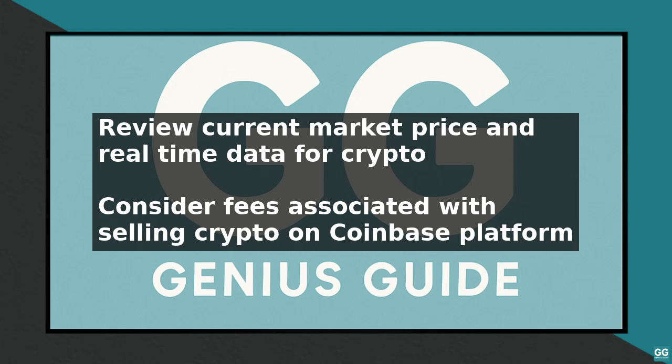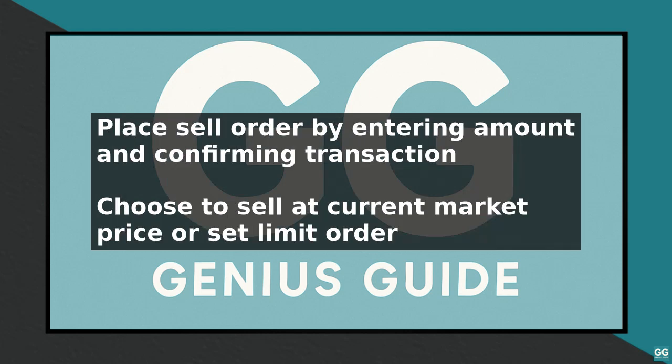To place a sell order, enter the amount of cryptocurrency you want to sell and confirm the transaction. You can choose to sell your crypto at the current market price or set a limit order to sell at a specific price. It is essential to keep in mind that selling crypto on Coinbase may trigger tax obligations.